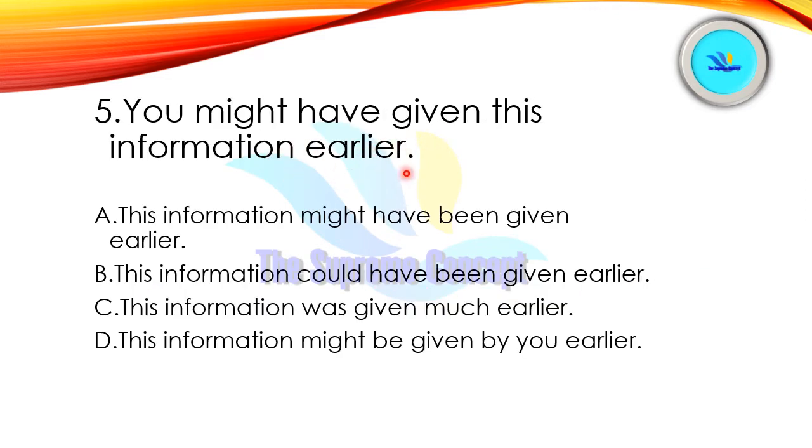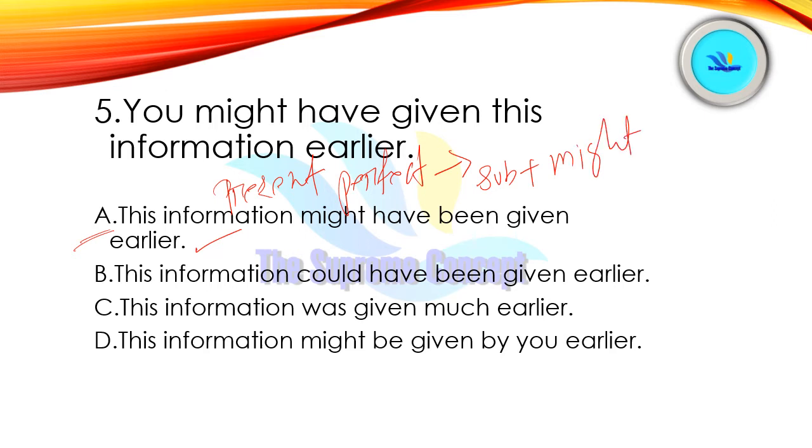You might have given this information earlier, and this question is based on active and passive voice. Just mark your correct answer here. Option number A is correct here. This information might have been given earlier is the correct answer. Why so? Because the active voice is given in present perfect tense, and it will be converted according to the rule: subject plus the modal might, then have plus been, then the third form of the verb, then the object, which is basically the subject of the active voice. As per this rule, this information might have been given earlier is the correct answer here.